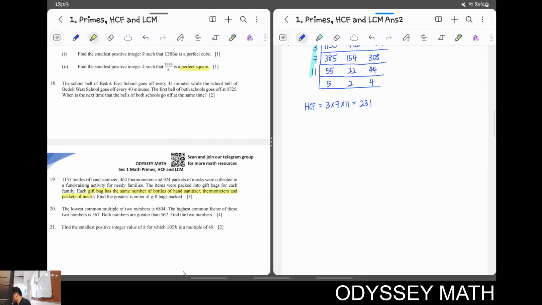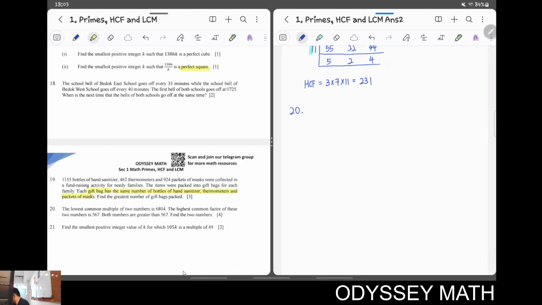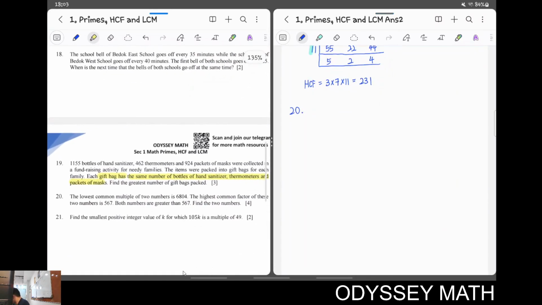Moving on to the second last question, question number 20. This is the challenging one, so do pay attention. The lowest common multiple, this is actually just working backwards. For most of the questions in this practice paper, we have been doing the forward direction. Now it's time for us to do the backward direction. So without further ado, let's do question 20.